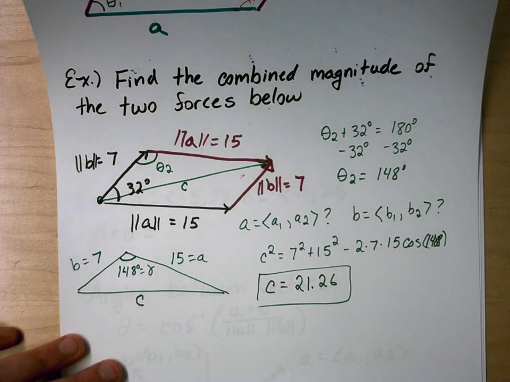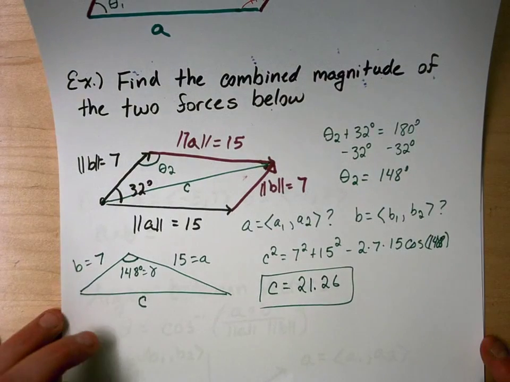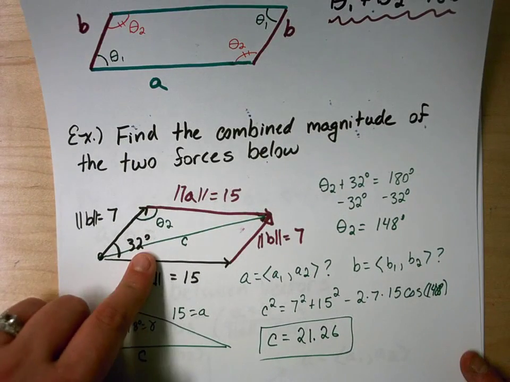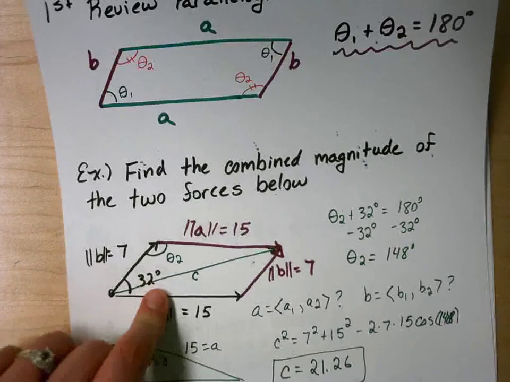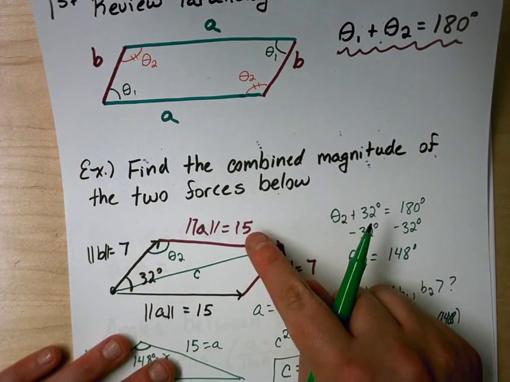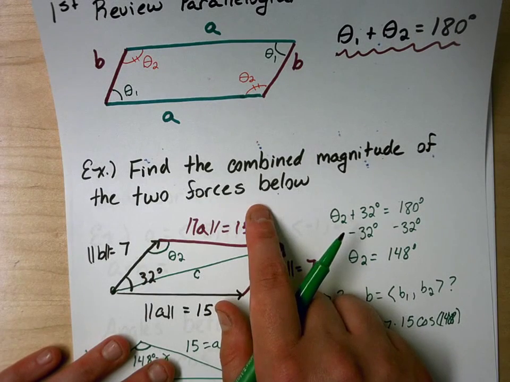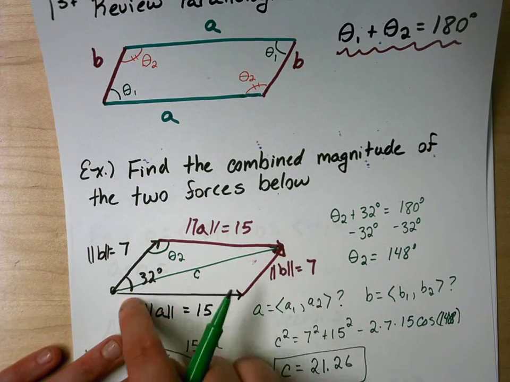All right, now how did I know to use the law of cosines? Well, if I'm given an angle, right, and it wants me to find the combined magnitude of the two forces, then most of the time, rather than not, we're going to be using the parallelogram rule.